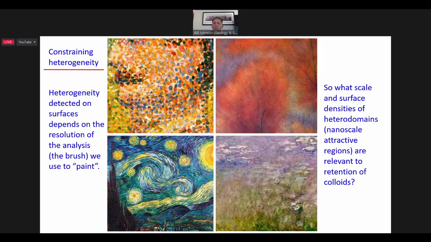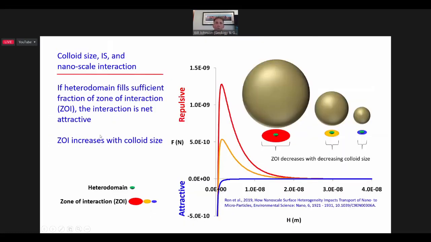And so what we have to do is work at this from both sides, from an experimental side and from a theoretical side using simulations. And so we use the simulations to try to back out what are the scales and surface coverages of these heterodomains that are relevant to the colloids that we're studying. And so we can get at this by the fact that the heterogeneity that is seen by the colloid depends on its size. And that's shown here in this image.